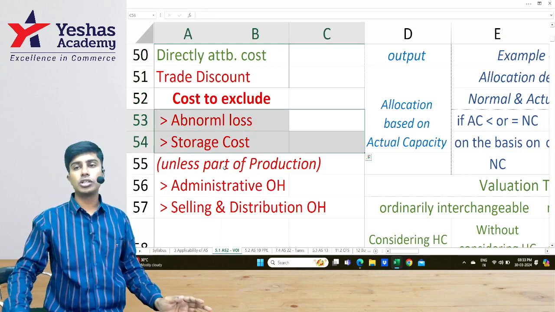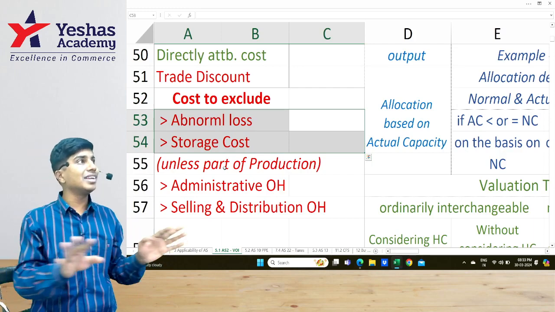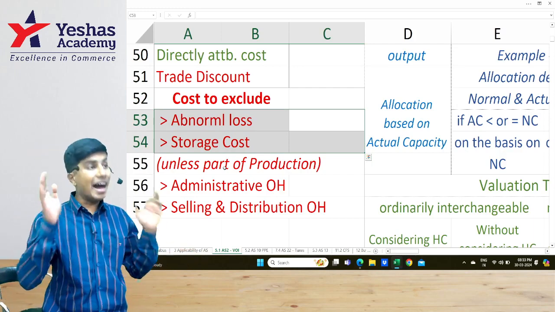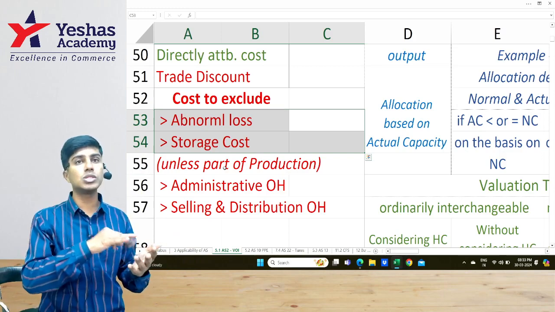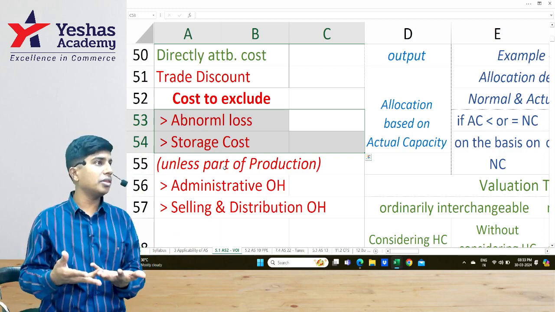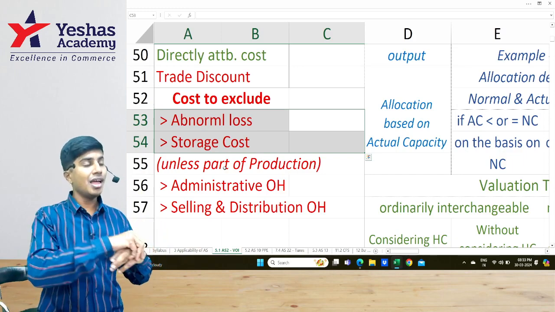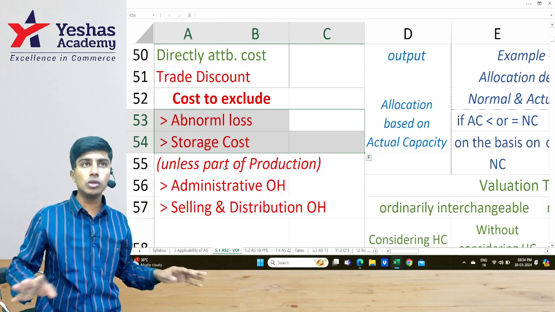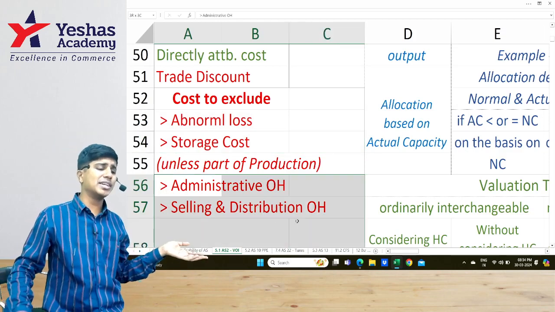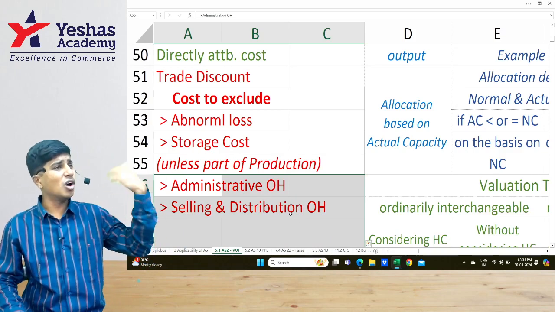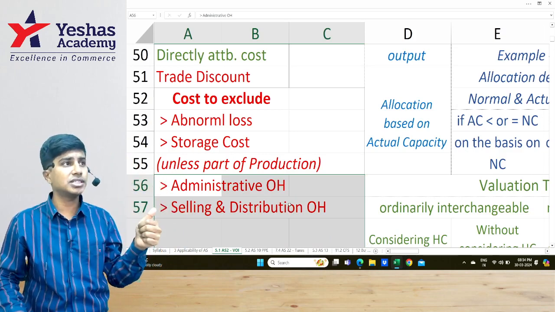What about storage cost? Any expenditure incurred to store the inventory in one place will not increase the value of inventory unless it is part of the production process. For example, timber, rice, wine, you have to store it to call the product complete. Then the storage cost will be included in the cost of the inventory. Otherwise, storage cost is not included, it should be charged to P&L. Any administrative overhead, selling and distribution overhead, incurred in the ordinary course of operation, should not be charged to inventory. I hope this made sense.